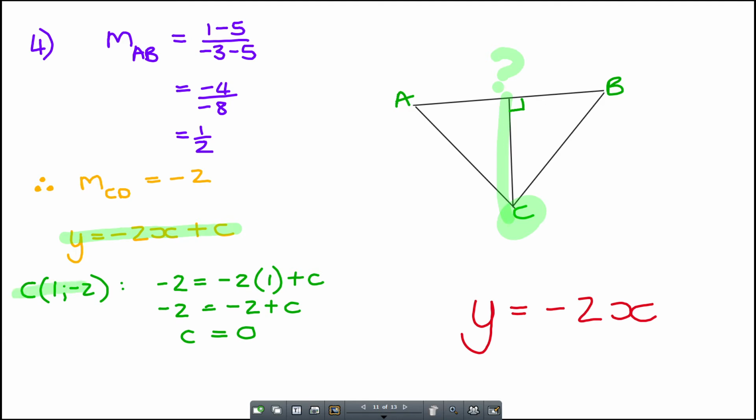Goed, so hier wys ek vir jou, ek stel vir c in, which means that it would be minus 2 is equal to minus 2 in plaas van x sê 1 plus c. En as ek dit gaan vereenvoudig, kry ek net c is gelyk aan 0.